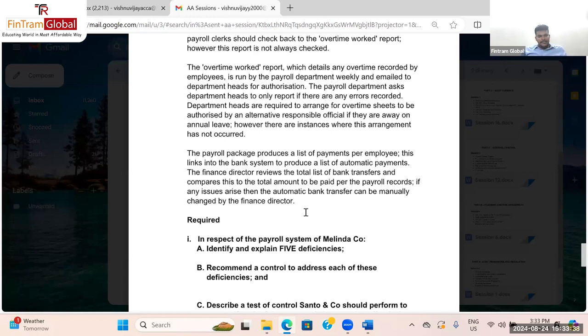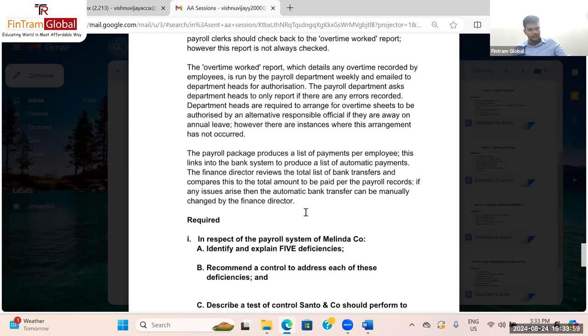The one stated here is the finance director should agree a sample of the employees on the payroll records to the payment list and vice versa, to ensure that the payments are complete and made only to bona fide employees, as in employees that actually exist. Okay, that's one thing. Recommend it like that.